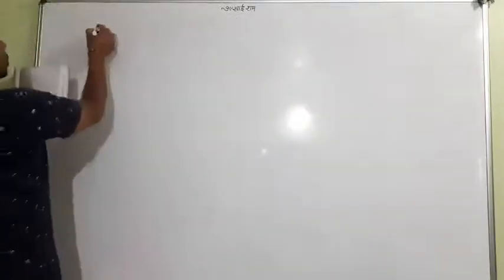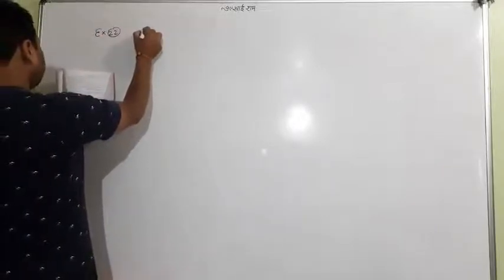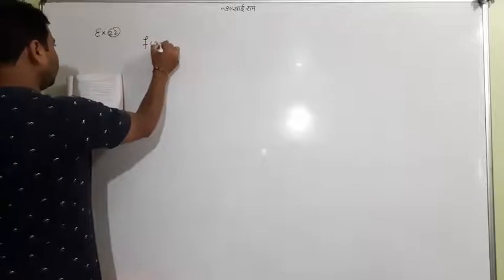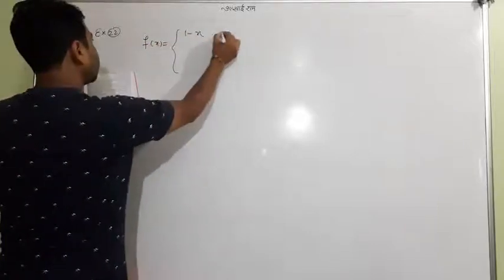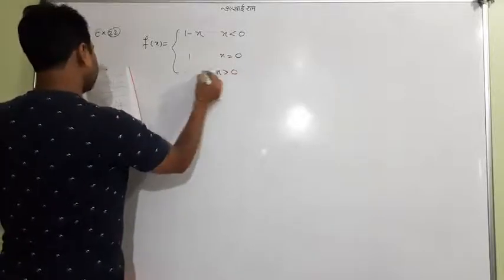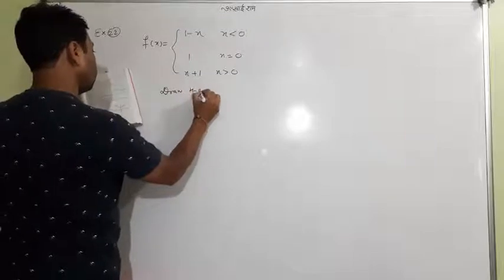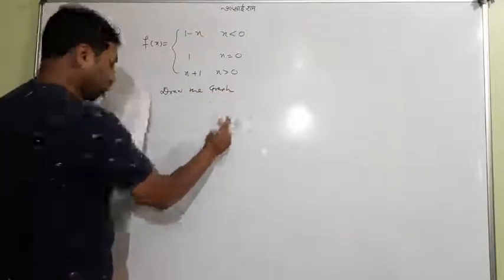The 22nd question again looks important. The function f of x is given: 1 minus x for x less than 0, 1 for x equal to 0, and plus 1 for x greater than 0. Draw the graph. This type of question may come in the exam.